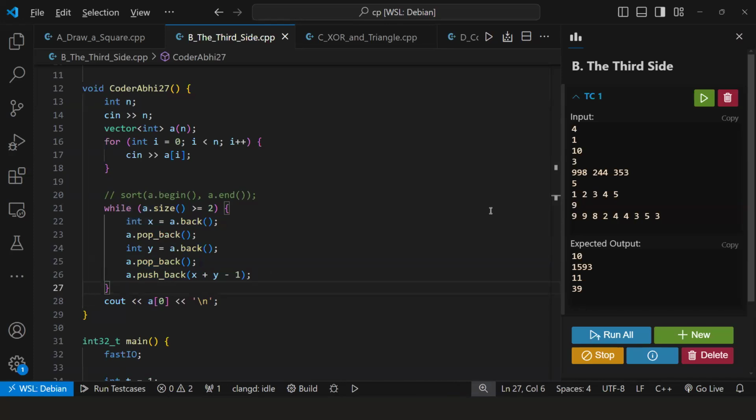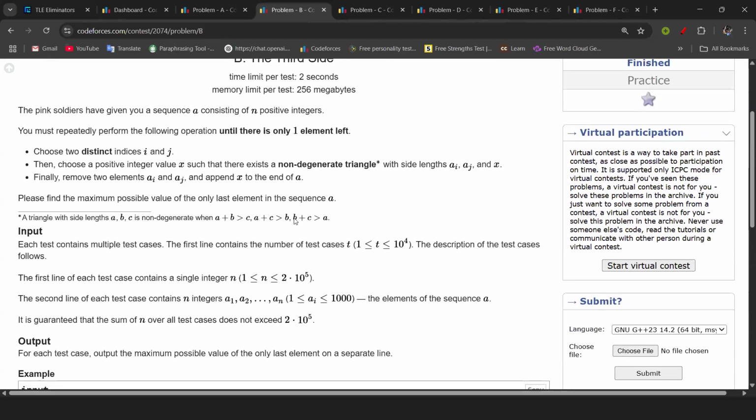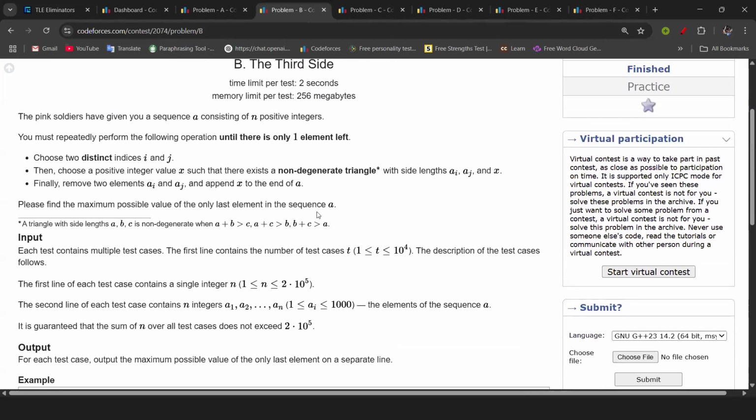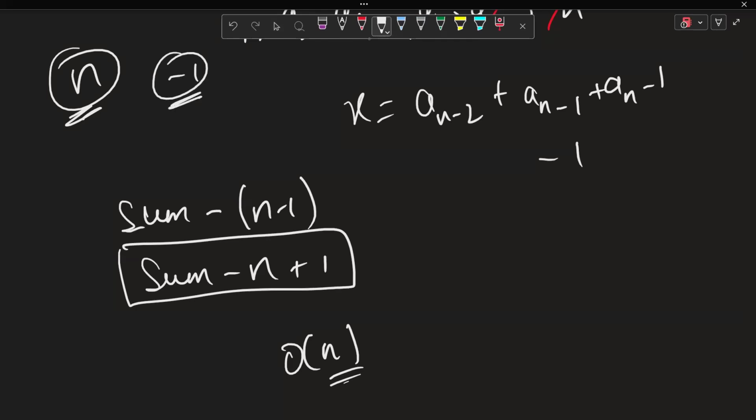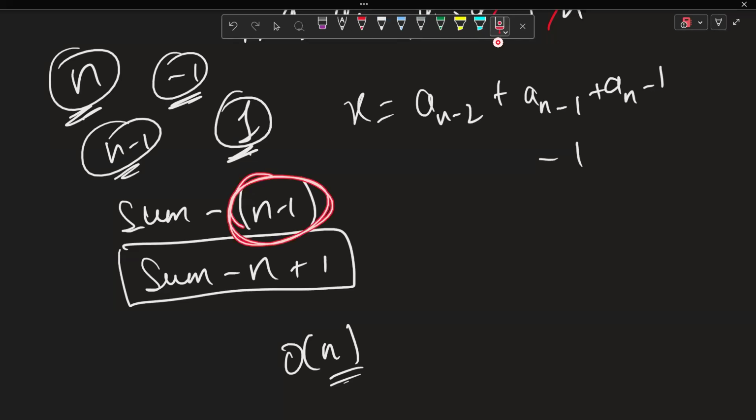Minus one part. Is there any minus one case here? I don't think so. Okay, in the formula, are you talking about? Because you start with a size of n, and in every operation your size is decreasing by 1. So after n minus 1 operations, your size would become 1. So the number of operations performed is n minus 1.